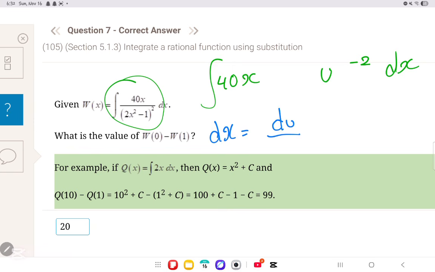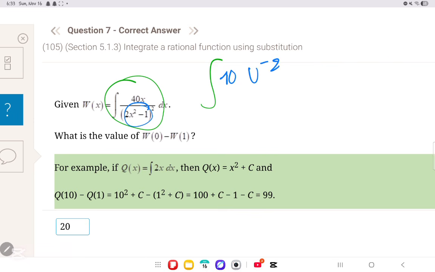Whenever we have u, I need to change dx into du. It's equal to du over the derivative of u. What's the derivative of u? It's 4x, right? So dx is going to be du over 4x. I cancel x and x. I cancel 4 and 40. So that's going to be 10 u to the power of minus 2.